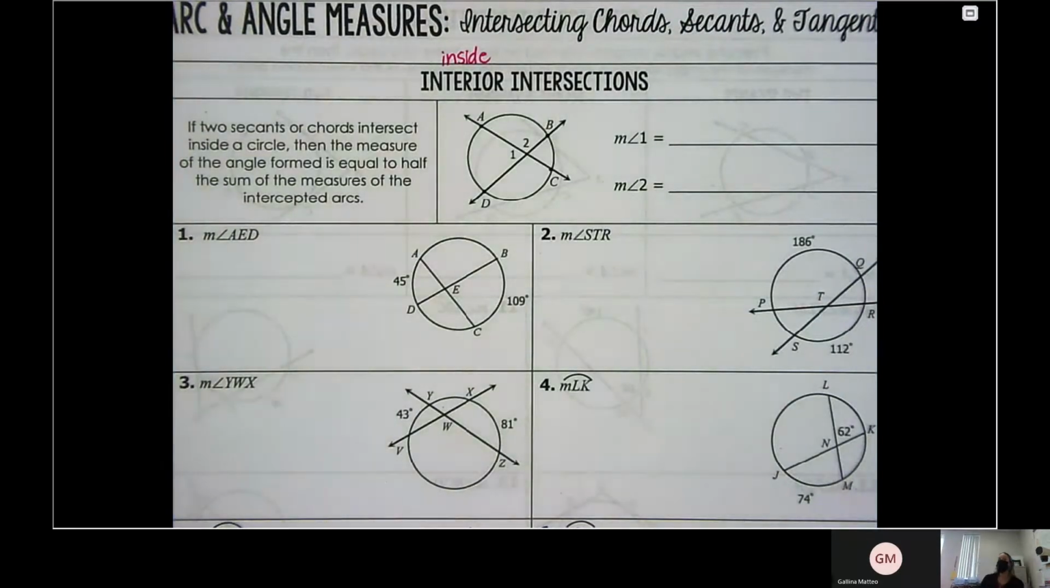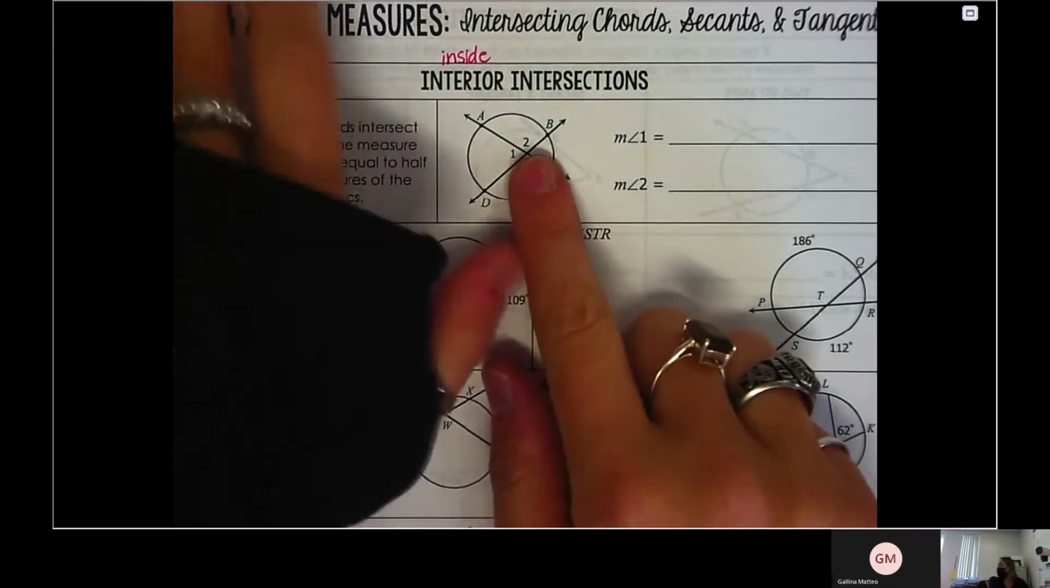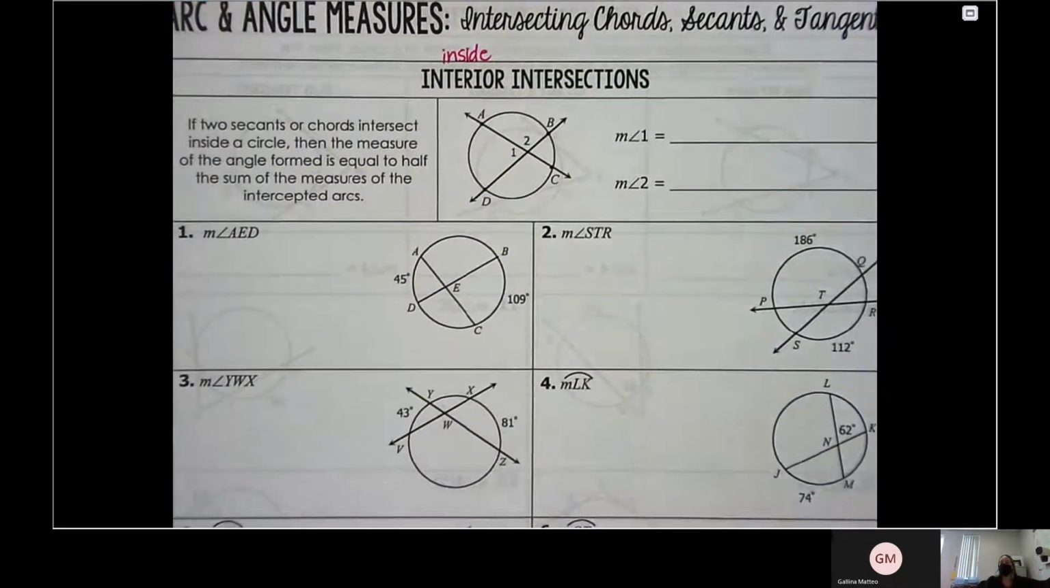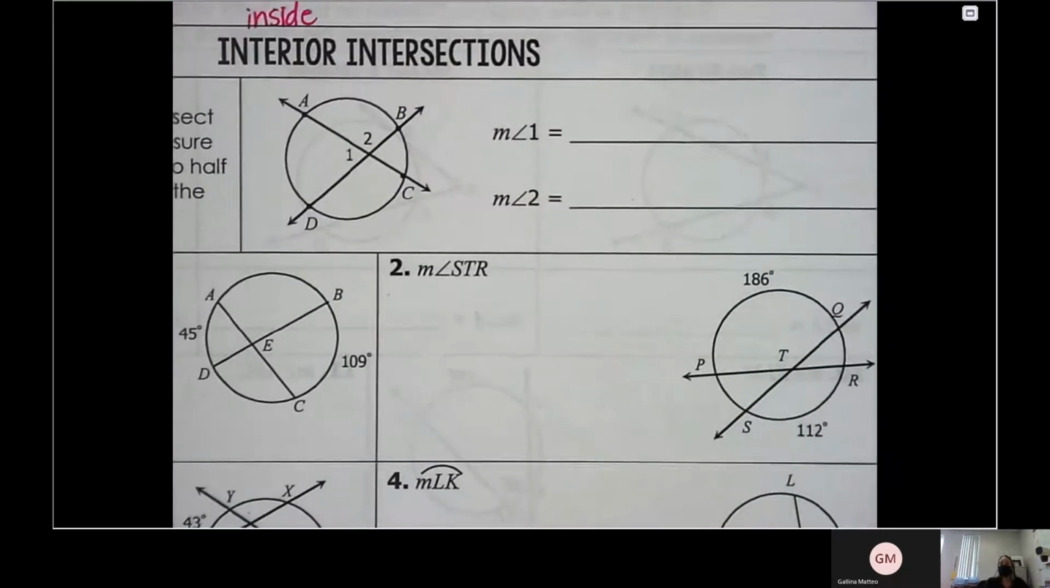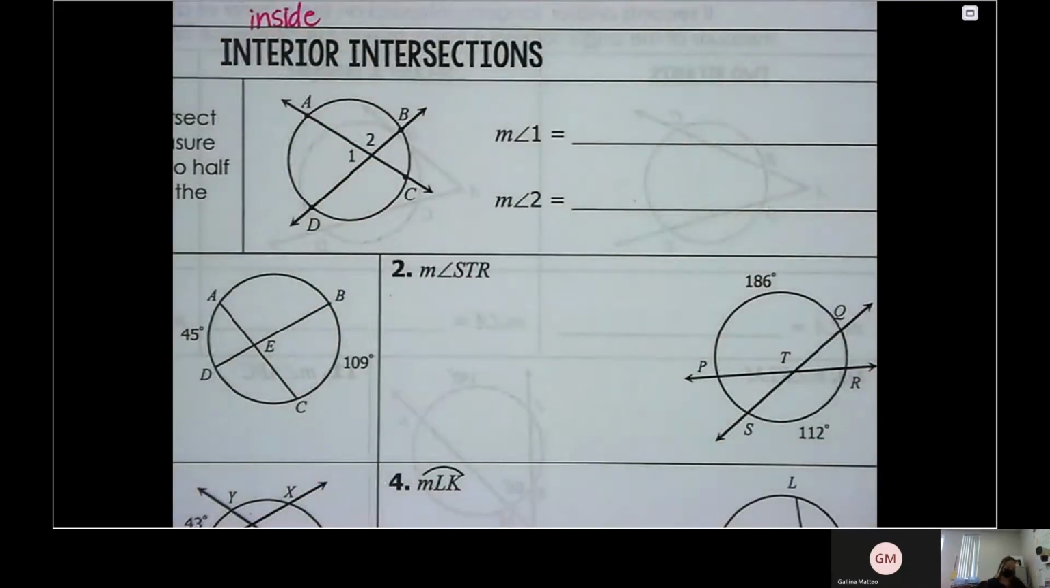then the measure of the angle formed is equal to half of the sum of the measures of the intercepted arcs. So here's all that's saying. If you have two lines that intersect each other on the inside of your circle and they are not at the center, so it's not a central angle, it's something somewhere else in the circle. To find the measure of these angles on the inside of the circle, I'm going to take the two arcs that are intercepted and find the average of the two. So I'm going to add them together and divide by 2.